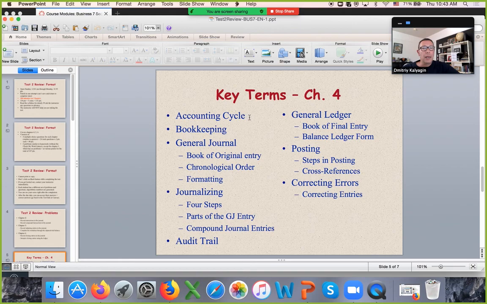I introduced the accounting cycle. We looked at the books, 2 books, and bookkeeping, the general journal, and this is the description of the general journal and how to journalize. We also looked at the general ledger, and we also looked at the audit trail, cross-referencing. We also learned how to post and how to correct errors with correcting entries.